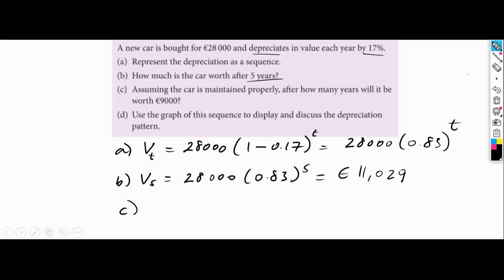Part C says, assuming the car is maintained properly, after how many years will it be worth 9,000 euros? So in other words, they're saying this, 28,000 times 0.83 to the power of T is equal to 9,000. So when is this going to happen, right? We have to solve for time. So the easiest way to do this is to use the graphing display calculator. And I'm also going to use it to answer part D, which says use the graph of the sequence to display and discuss the depreciation pattern. So that's what we're going to do next.